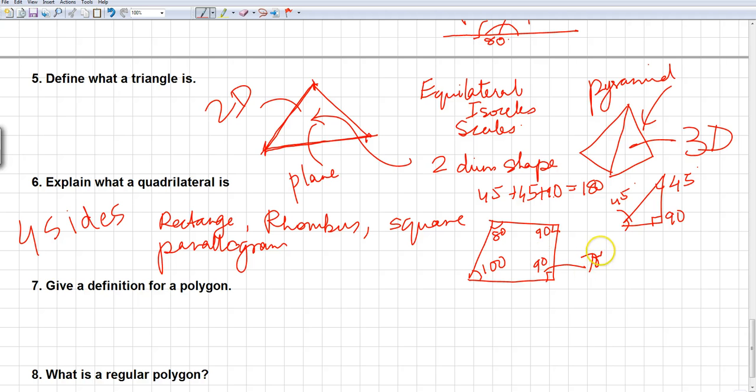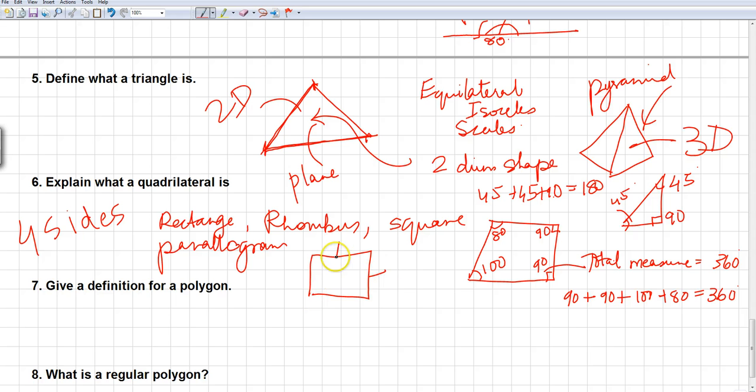So the total measure is equal to 360 degrees. So 90 plus 90 plus 100 plus 80 is equal to 360 degrees. Again, what you have to remember is it has 4 sides, 1, 2, 3, and 4. Okay, so that's what a quadrilateral is.